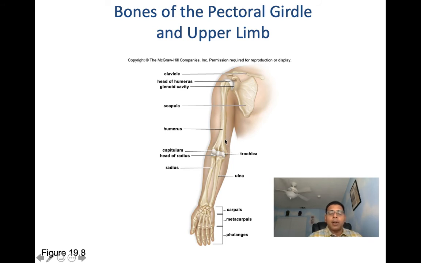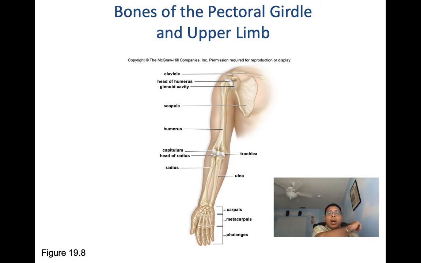So we said at the far end of the humerus, we can appreciate the two protuberances. Here on the lateral end, we have the capitulum, and on the medial end, we have the trochlea. You can see they will both articulate with the radius and the ulna at the elbow.